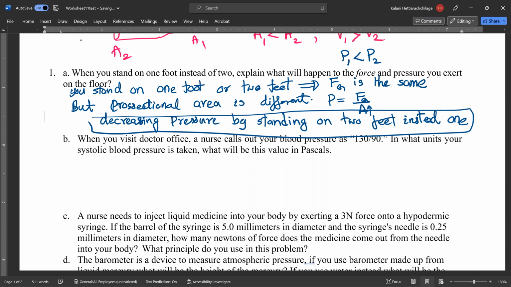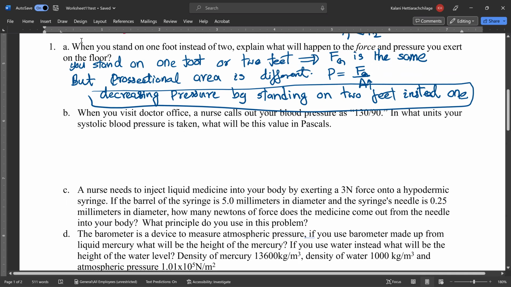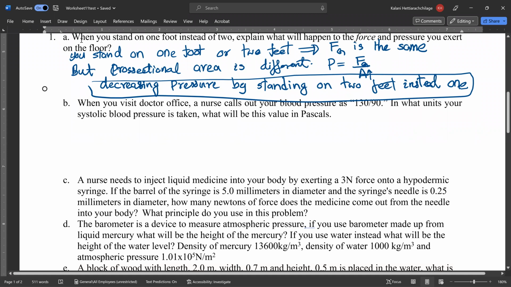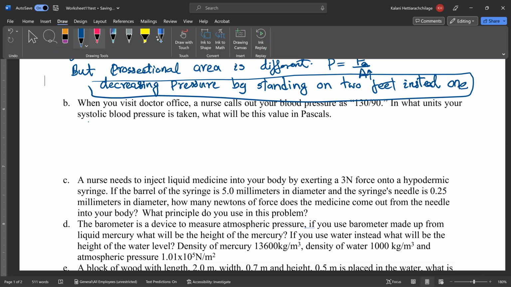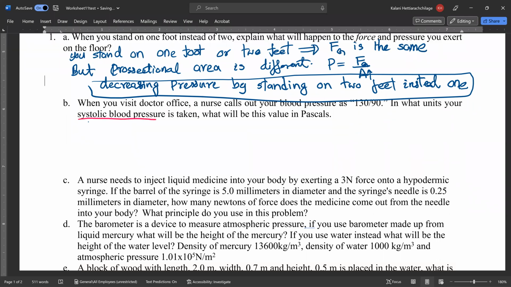Okay, so now let's move into the next question. When you visit the doctor's office, a nurse calls out your blood pressure as 130/90. In what units is your systolic blood pressure taken, and what will be this value in Pascal? As we know, the pressure that you are taking in your doctor's office is measured in millimeters of mercury.